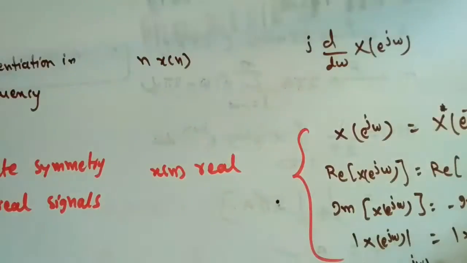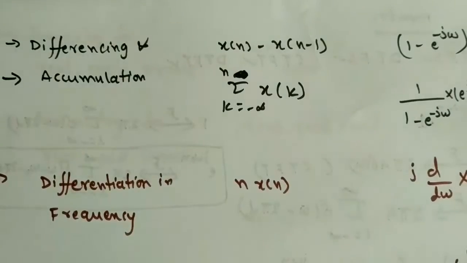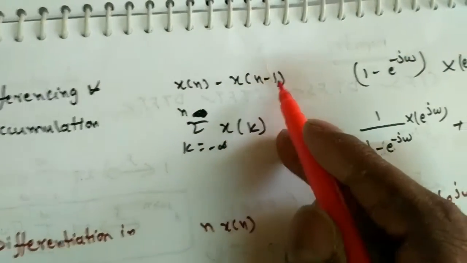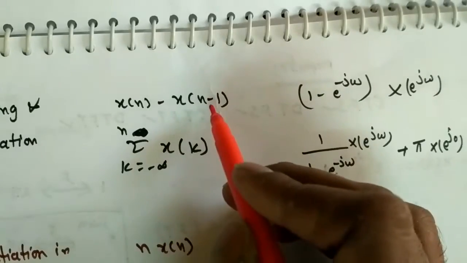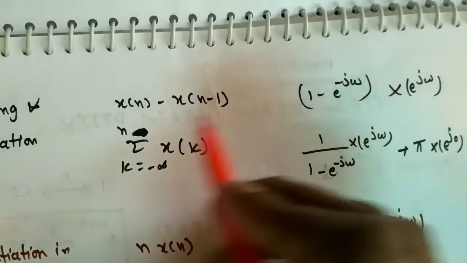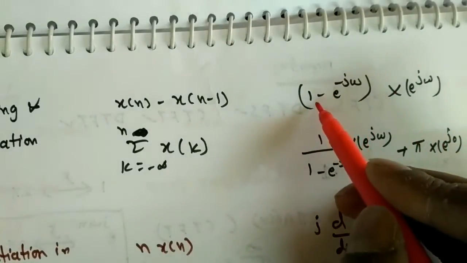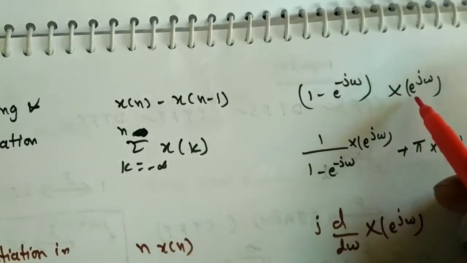The next property is the differencing property. That is the first difference, x of n minus x of n minus 1. See, n minus 1 means we will get e power minus j omega, and x of n means x of e power j omega. So if I take common, this will become 1 minus e power minus j omega into x of e power j omega.